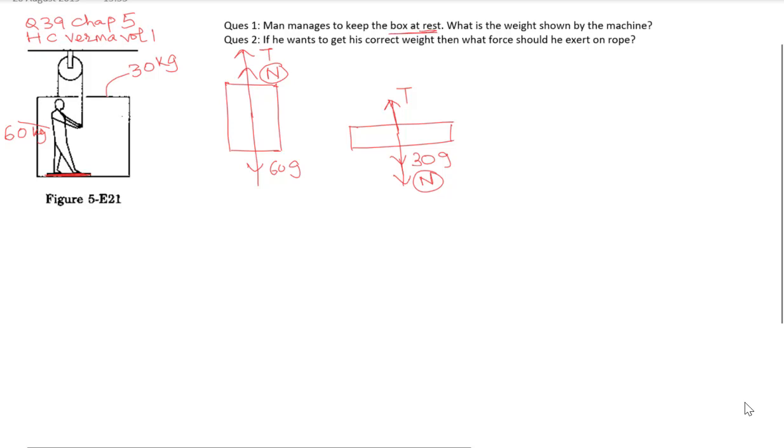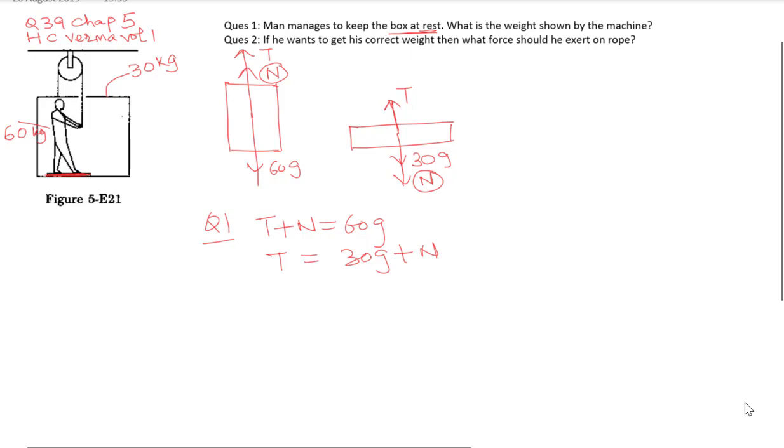So we will take A equal to 0. So question number 39, part 1. The force equations are like this, that T plus N is equal to 60 g, because there is no acceleration. And for the box, T is equal to 30 g plus N, because A is equal to 0.